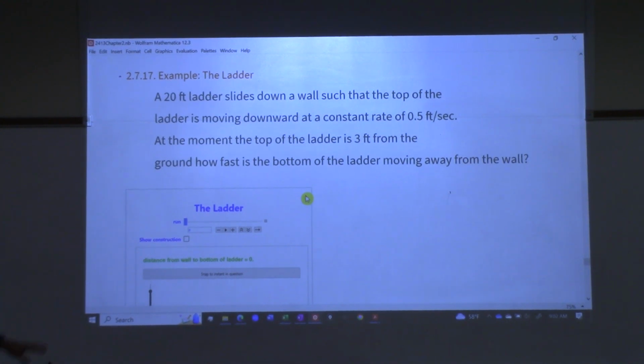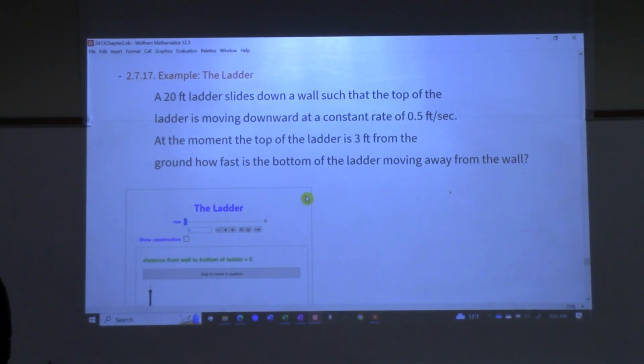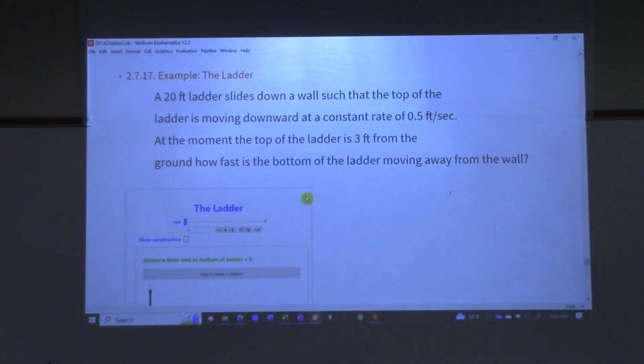This is a classic problem. Like all Cal 1 students see this problem, the ladder problem. So we've got this 20-foot ladder. It slides down a wall, so it'd be something like this if we had a ladder. And we start something like that, right? Slides down the wall.